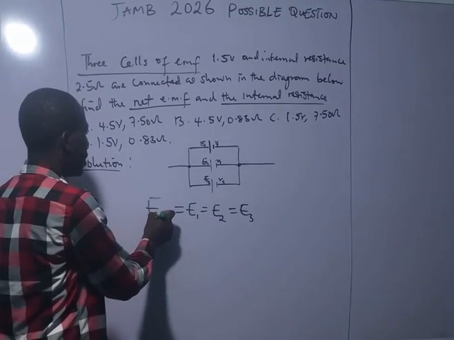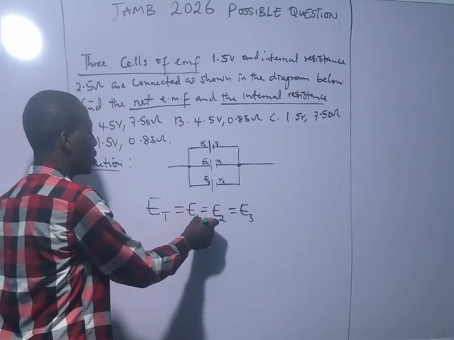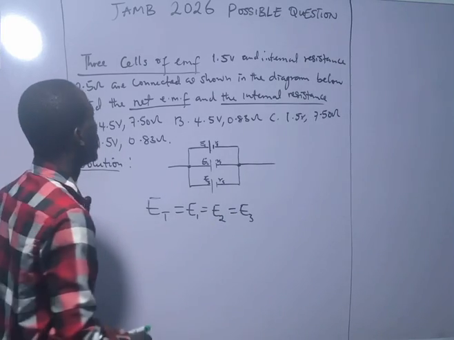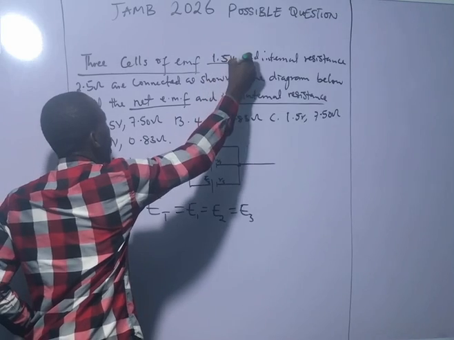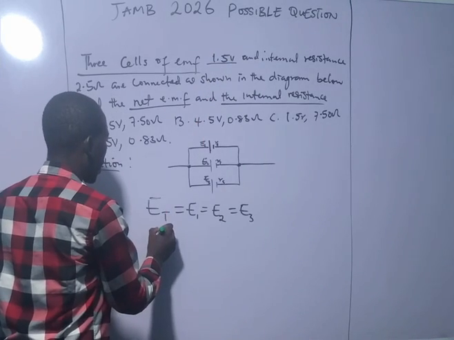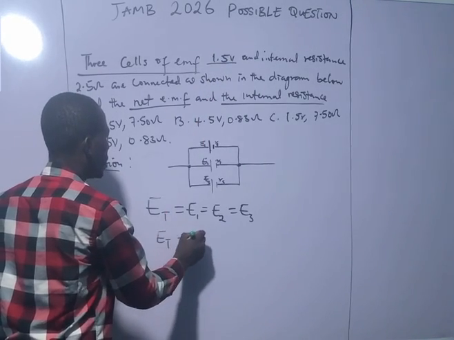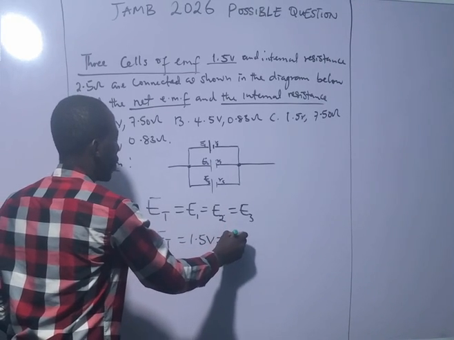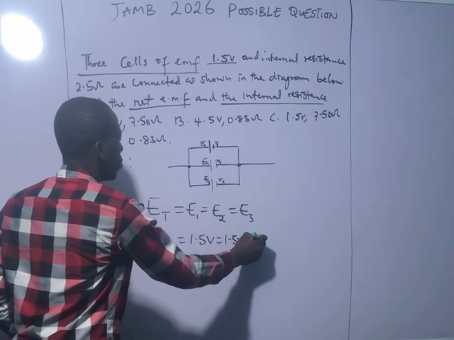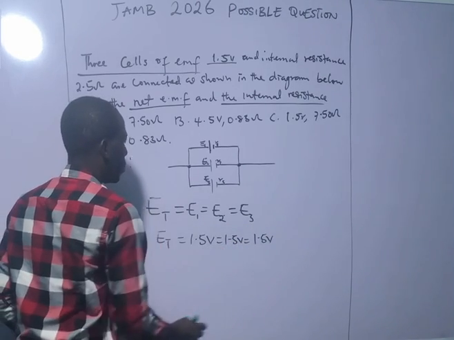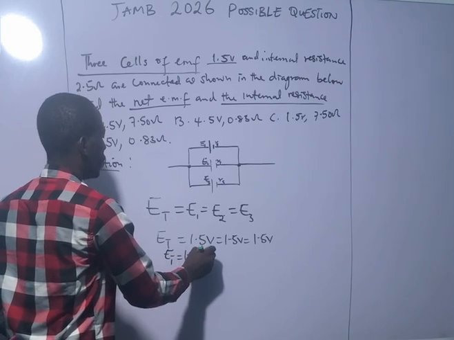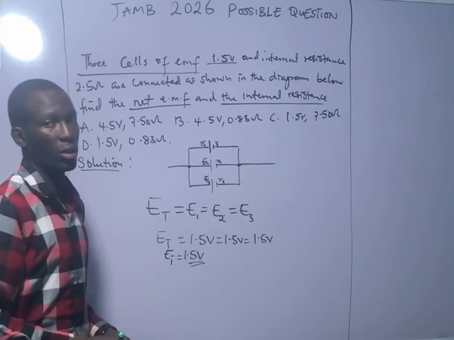So here we have that the total cell is equal to E1, equal to E2, equal to E3. And what is the cell given? We have that the cell given is 1.5 volts. So that means that if E1 is 1.5 volts, E2 will be 1.5 volts and E3 will be 1.5 volts. Therefore, we can have that our E total is equal to 1.5 volts. So that's the answer for the cell.